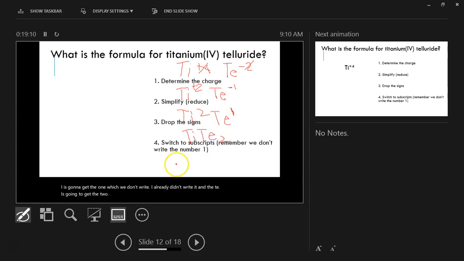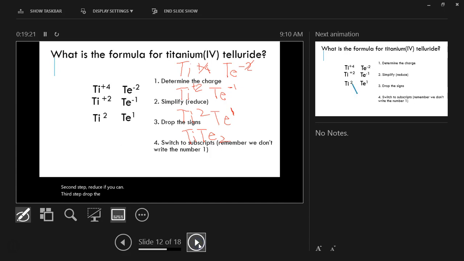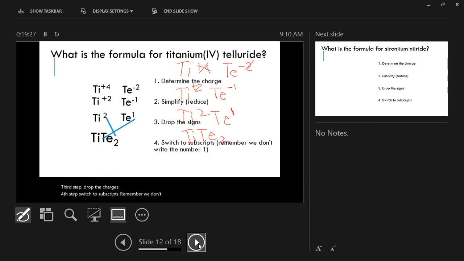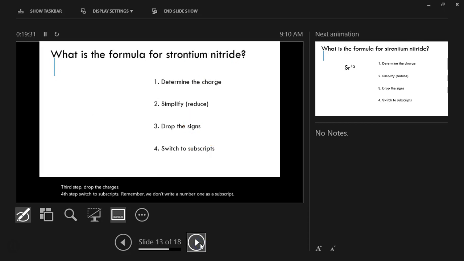All right. So first step, symbols and charges. Second step, reduce if you can. Third step, drop the charges. Fourth step, switch to subscripts. Remember, we don't write a number 1 as a subscript. All right, here's another one. Pause the video and give it a try.